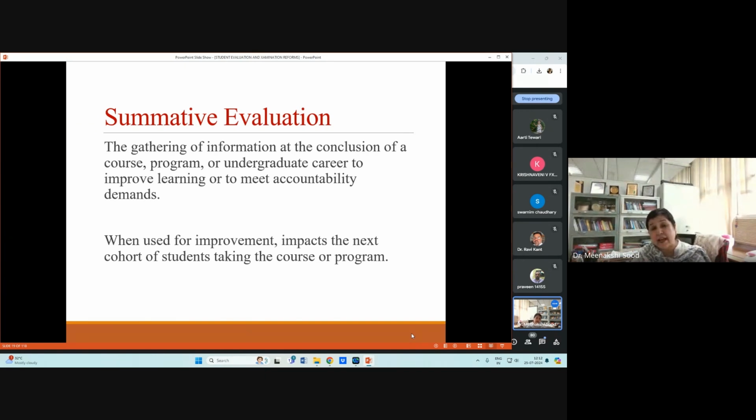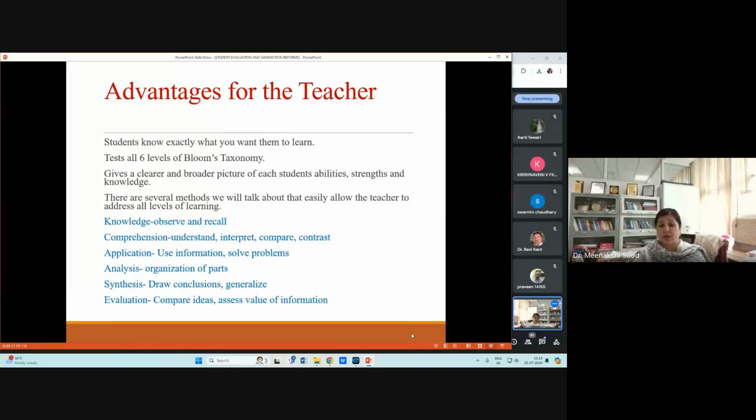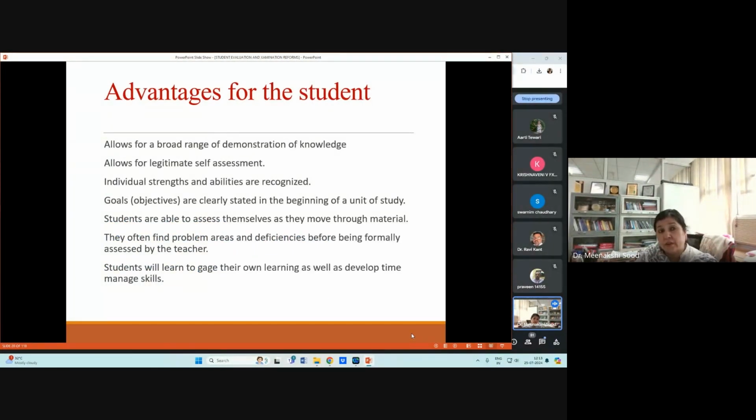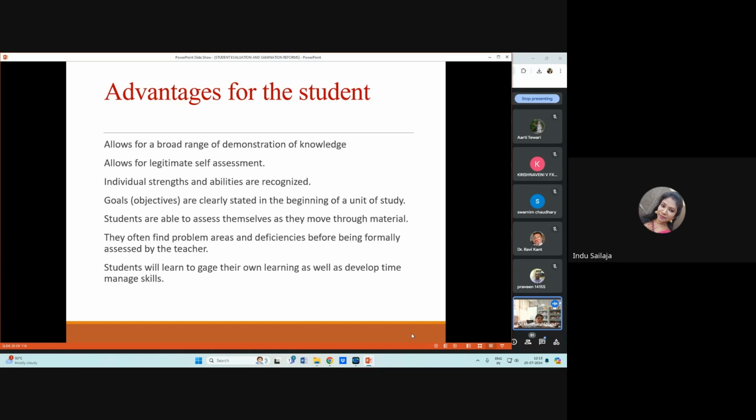Summative is at the end of the program, that is after the end of the entire program: what learning has a student gathered, whether it is knowledge or skill or attitude, and how it has impacted the student's performance or learning. Okay. So I would like to know what is the percentage of the formative and summative assessment in your institute. Anyone? Can anybody give me? 40, 60, ma'am.